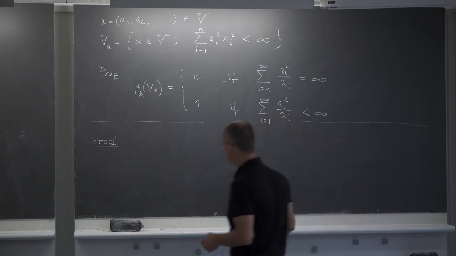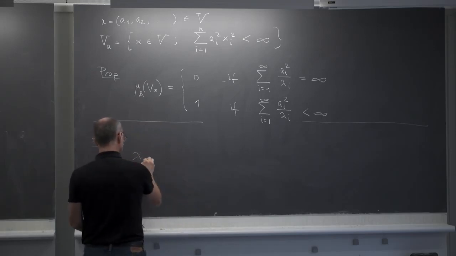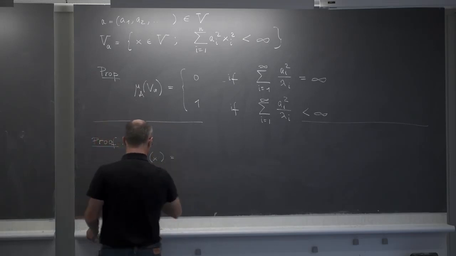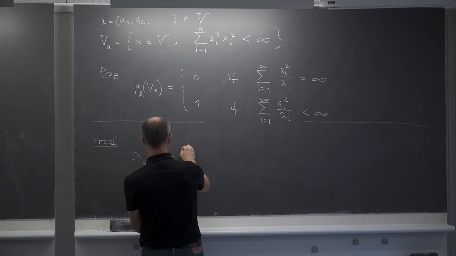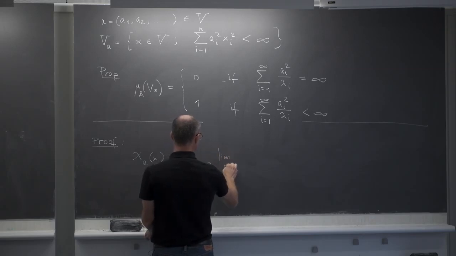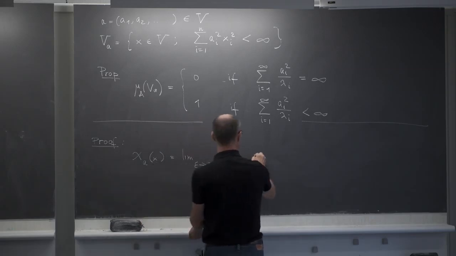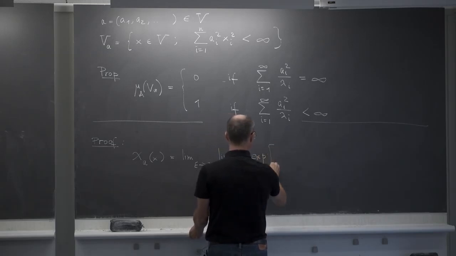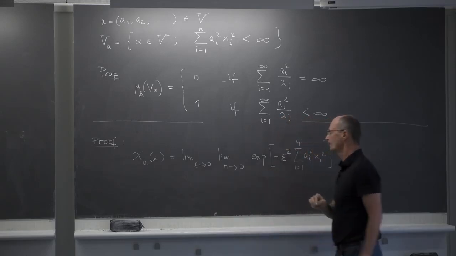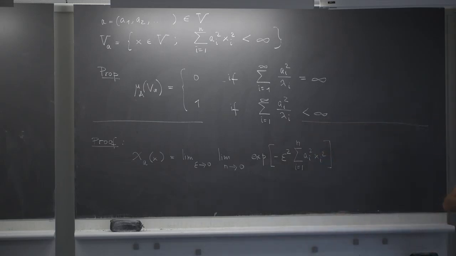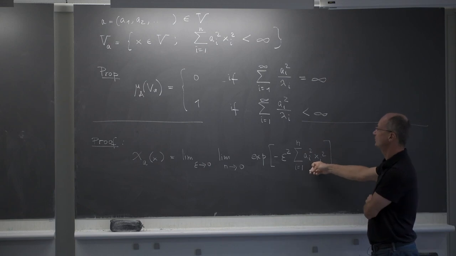And the idea is as follows. Let's define a characteristic function of the subspace VA as a limit, epsilon to 0, limit n to infinity, of the exponential of minus epsilon squared times the partial sum from 1 to n of a_i squared x_i squared. So how does it behave?